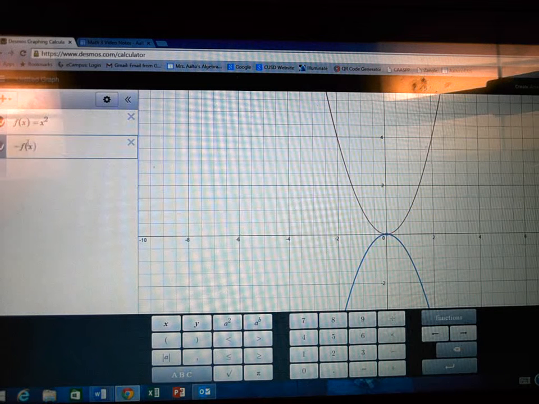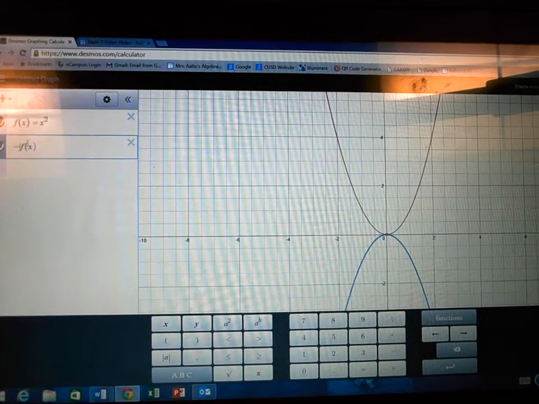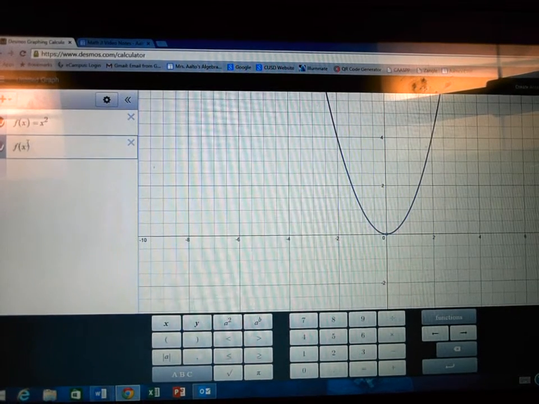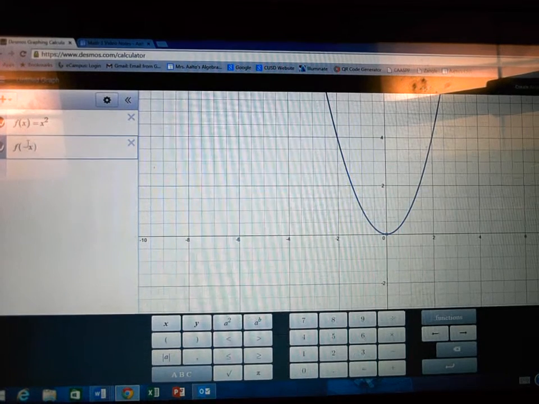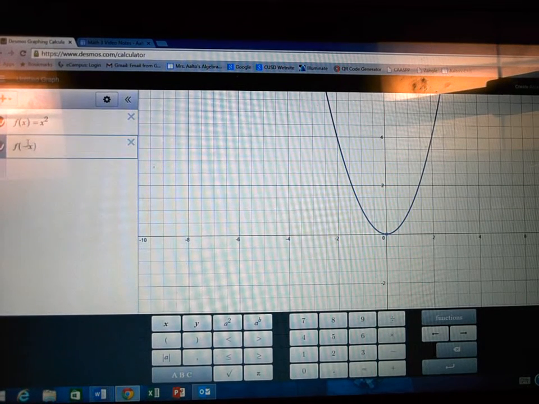What do you think is going to happen when you have the negative inside there next to the x? So if the negative on the outside made it reflect over the x-axis, the inside one reflects over the y-axis. It is. It's over the y-axis. Now, when I change this here, the blue line is now on top of the red line. Why do you think that's the case on this one?